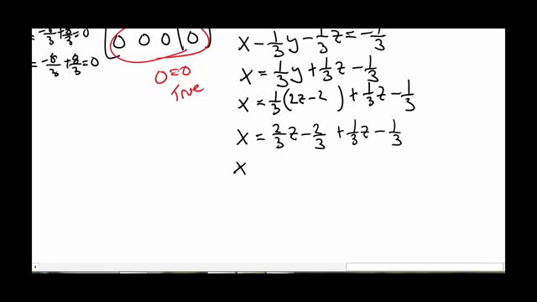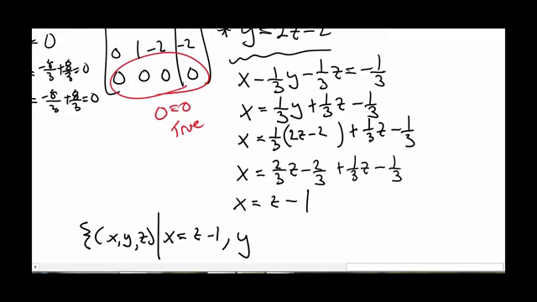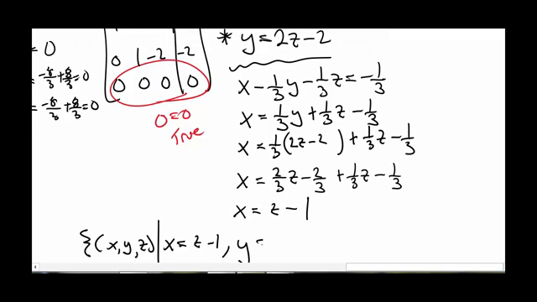You're going to love this. Look at your like terms. You get 2/3 z plus 1/3 z, so that's a whole one. That's 3/3 or just 1 z, minus 2/3 minus 1/3, so that's minus 3/3 or 1. Okay, so our solution set to this is x equals z minus 1, y equals, I can't remember, 2z minus 2, and z is any number.